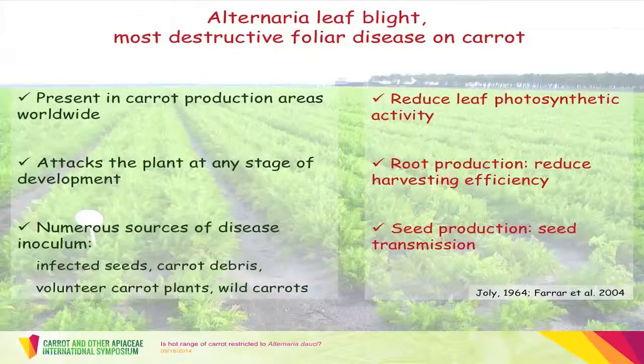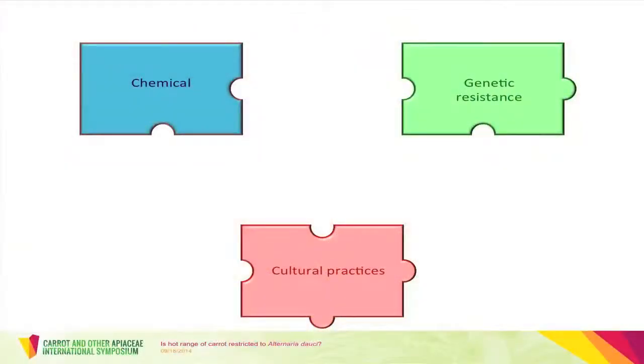Alternaria dauci is also a problem in seed production because the fungus is transmitted by the seeds. So actually, at this time, the main option to reduce the disease is to use a chemical, but sometimes it's not always efficient. It's quite expensive, and you may have a problem for the environment and also for human health. So the best way is to combine cultural practice and also genetically resistant varieties, partially resistant varieties.